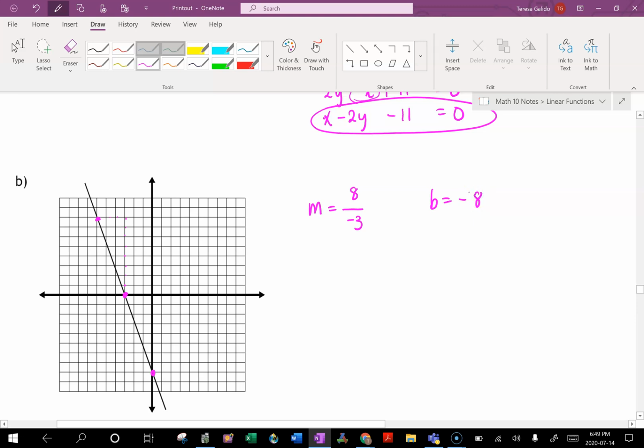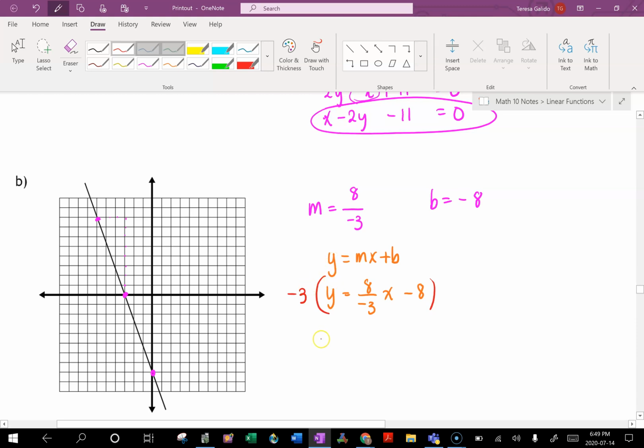So in this case, I can use y equals mx plus b. So y equals 8 over -3 x minus 8. Now, I need to get rid of the fraction. So I can multiply everything by -3, no problem.